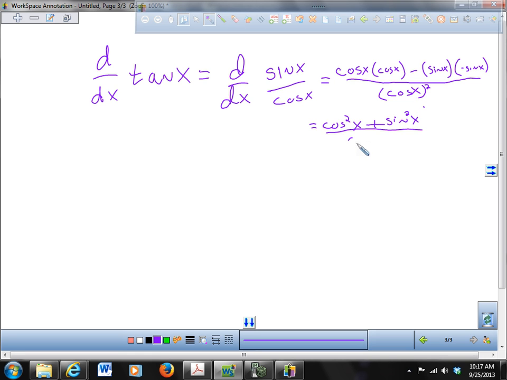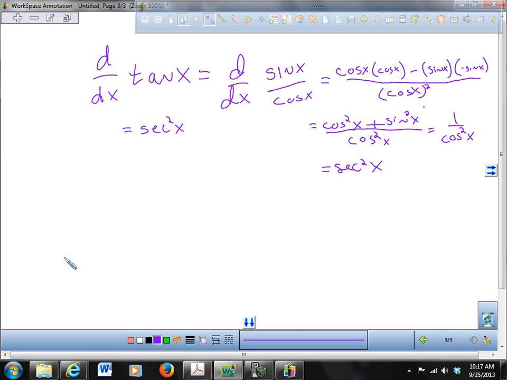over cosine squared x. Does anyone remember what cosine squared x plus sine squared x equals? 1 over cosine squared x. That's why you did all that identity stuff last year. What's 1 over cosine squared x equal to? Secant squared x. This is trig stuff, okay? So the derivative of tan of x is equal to secant squared of x.